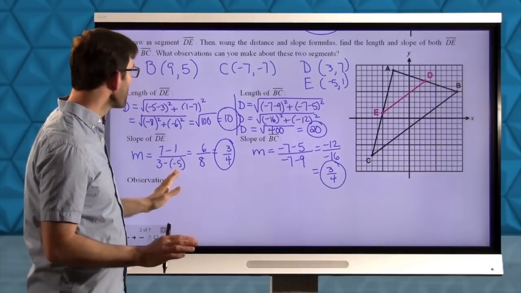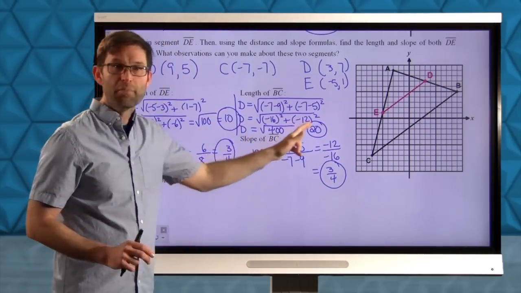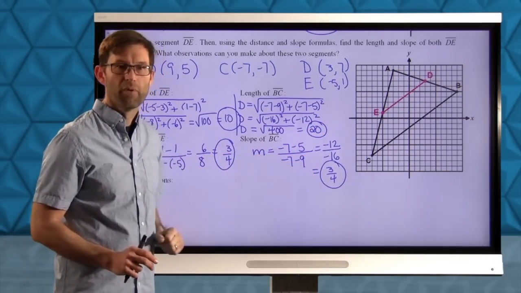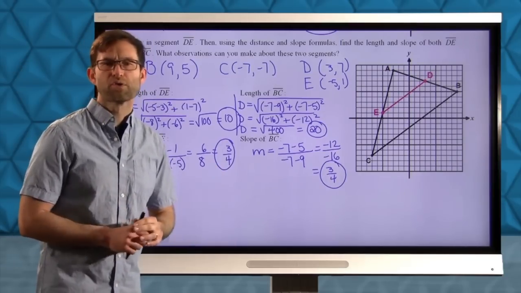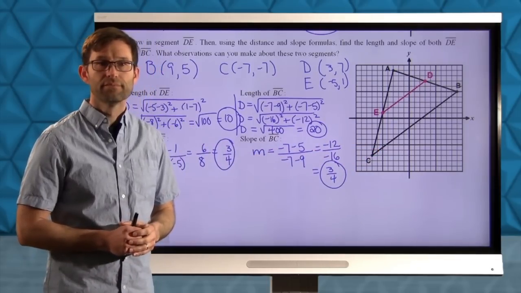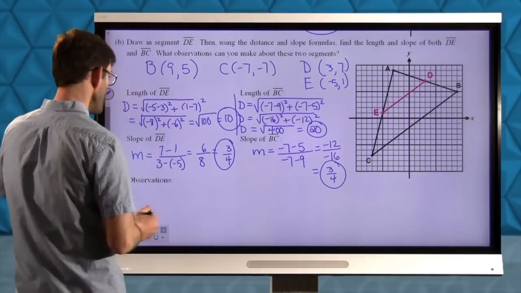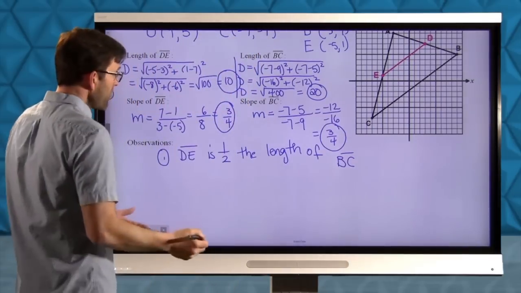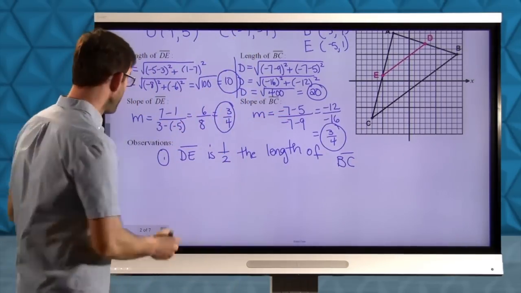All right, so let's take a look at this. DE has a length of 10, BC has a length of 20. DE has a slope of 3/4, BC has a slope of 3/4. So what two observations can we make about DE compared to BC? Well, one observation, obviously, is that DE is 1/2 the length of BC. It's 10, that one's 20.